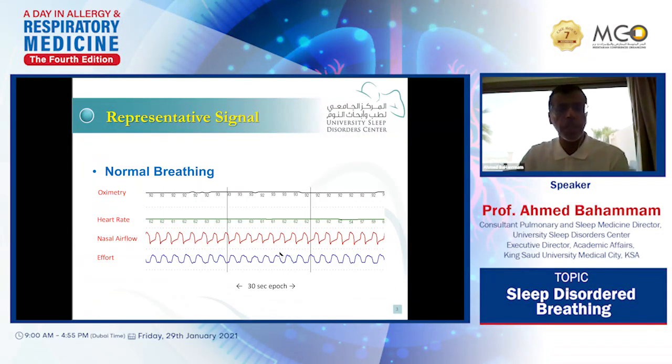And this is also another example of normal breathing. You see the flow and the effort are going in phase, nice, and the saturation is also stable. These are examples of normal breathing, and this is a 30-second epoch. A normal study for the whole night may be around 800 epochs.